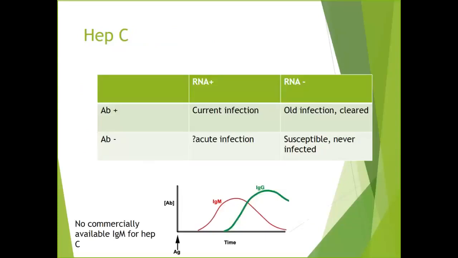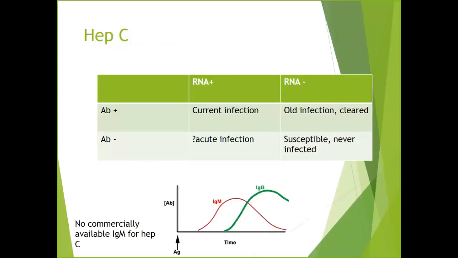Okay, this is what we have for testing for hepatitis C. First of all, there's no commercially available IgM test for hepatitis C. So this is about antibody and RNA. Most people, and at the state lab we do this as well, if the antibody is positive, there's a reflex to the RNA. The reason for that is that it indicates active infection. So just a quick and dirty little slide here.